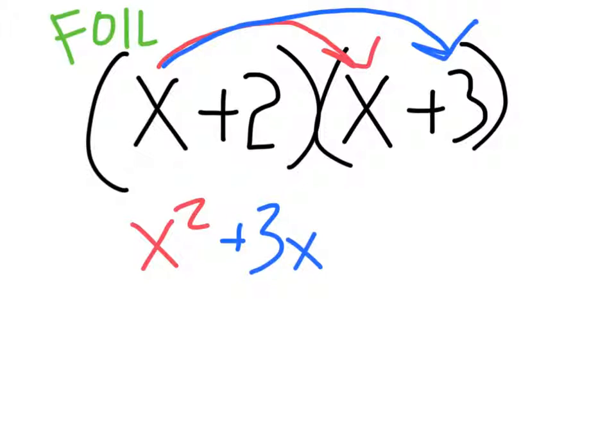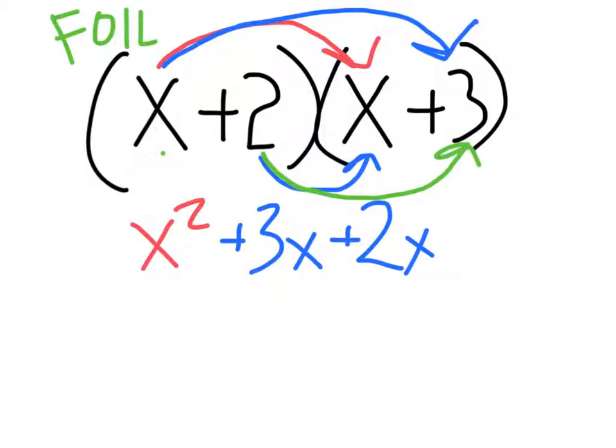So now we've got inner. We've got the I, and that's going to be the inner terms. 2 times x is going to give us 2x. And then finally we have the last, right? So it's going to be 2 times 3, which is going to give us positive 6. So here we now have 4 terms. We've got 1, 2, 3, 4.